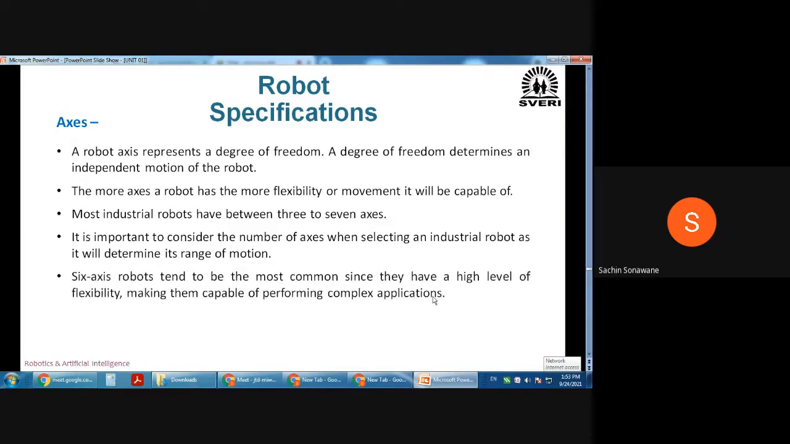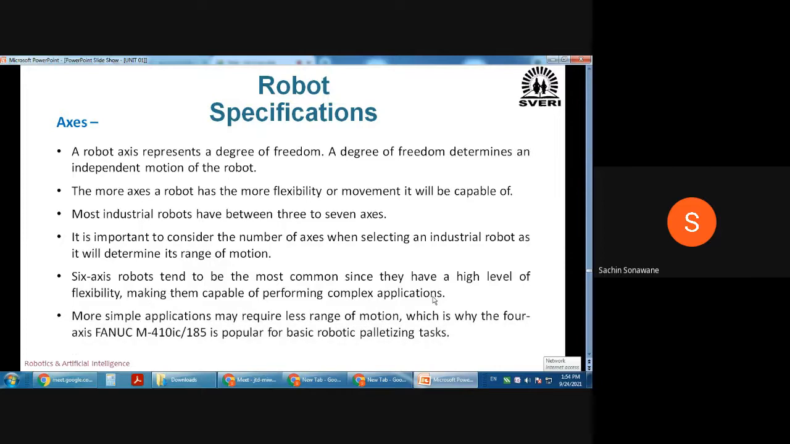6 axis robots tend to be the most common since they have a high level of flexibility, making them capable of performing complex applications. More simple applications may require less range of motion, which is why the 4 axis Fanuc M410 IC/185 is popular for basic robotic palletizing tasks.